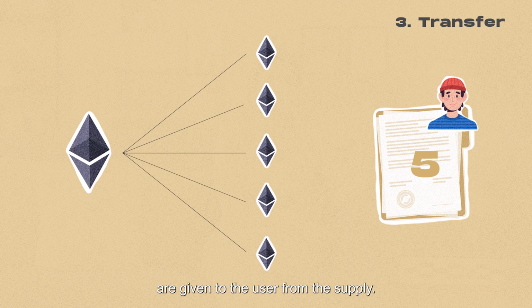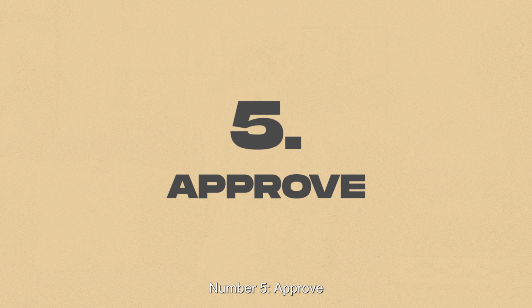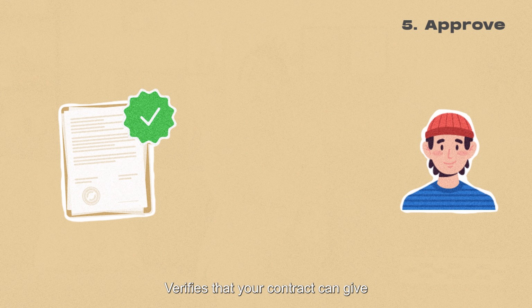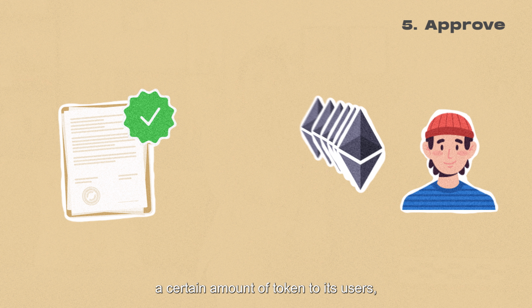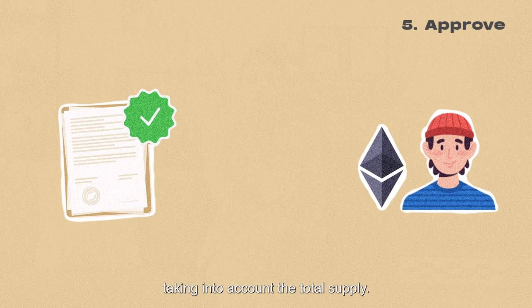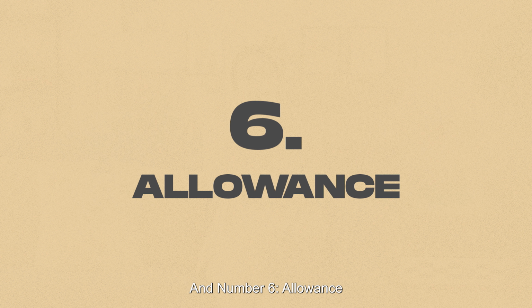Number 4, transferFrom, which can be used for recording the exchange of tokens between any two users who have them. Number 5, approve, verifies that your contract can give a certain amount of token to its users, taking into account the total supply. Number 6, allowance, almost the same as the approve method, except that it checks if one user has a high amount of tokens to send to someone else.